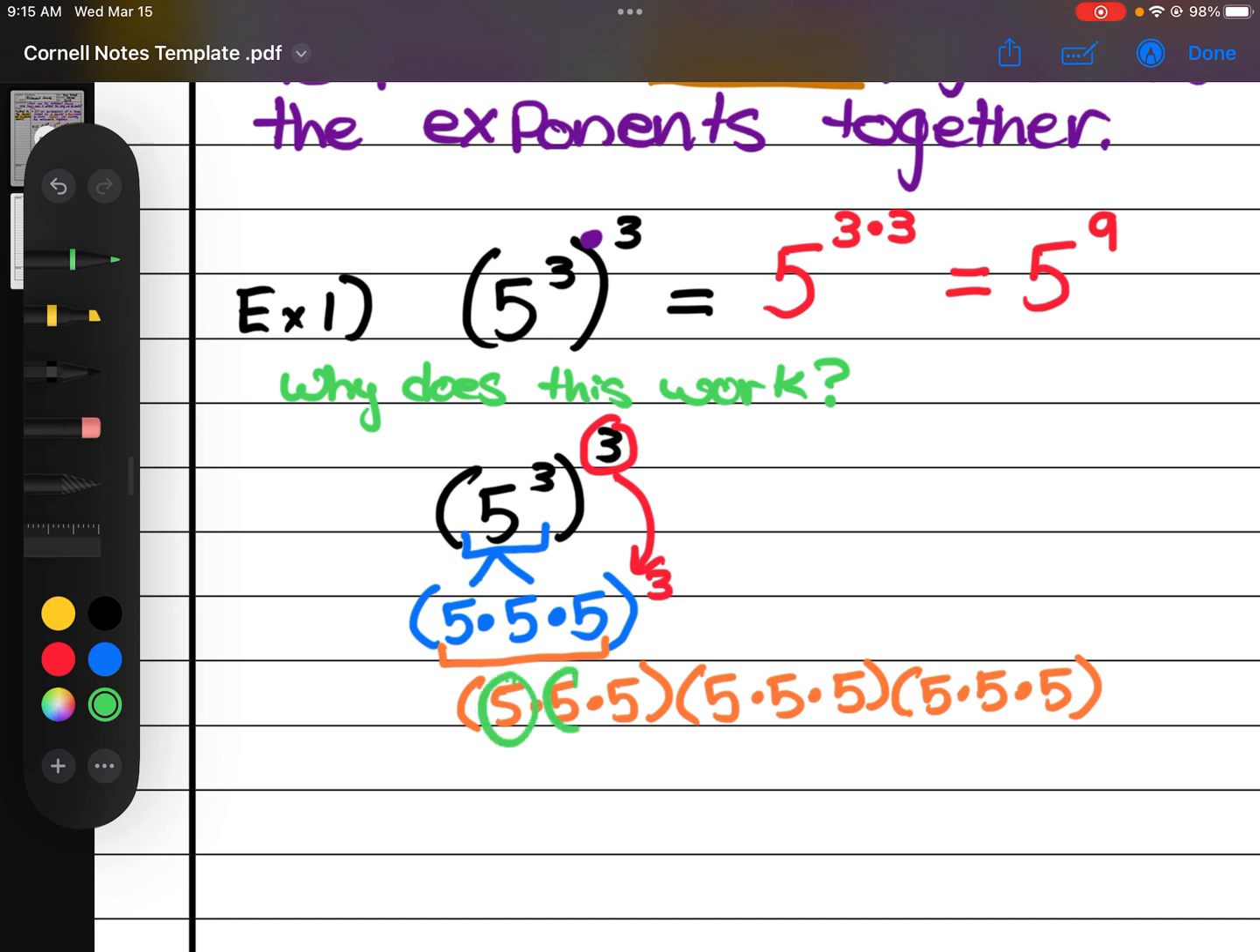We have 1, 2, 3, 4, 5, 6, 7, 8, 9. So we have 9 5s, which means that I could then rewrite this as 5 to the 9th power, since I have 5 multiplied by itself 9 times. Does that make sense? I hope it does.